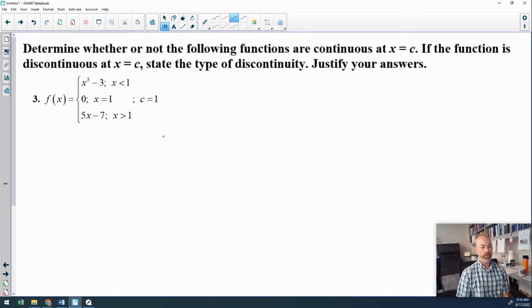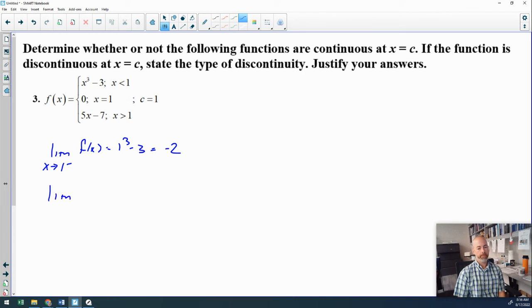And let's look at number 3. Same situation. We have a piecewise function that I'm curious about when x is equal to 1, or c equals 1. So I'm going to do the limit as x approaches 1 from the left. Left side is 1 cubed minus 3, that's negative 2. The limit as x approaches 1 from the right side of 1 is down here, that'll be 5 times 1 minus 7, that's also negative 2. So my limit exists. However, f of 1, that's when x is equal to 1, and at 1, my function has a value of 0.